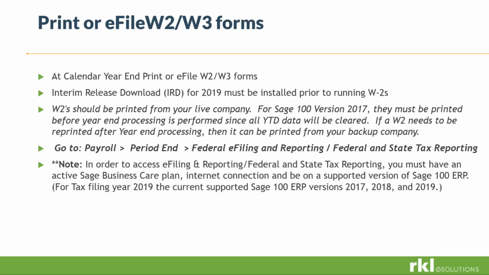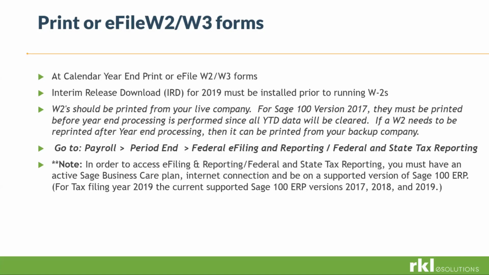If you are on version 2017, because the history is not stored, they do need to be printed before the year-end processing is performed, since all of the year-to-date data will be cleared automatically during year-end processing. If you do need to reprint a W-2 after year-end processing, then you will reprint that from your backup company.